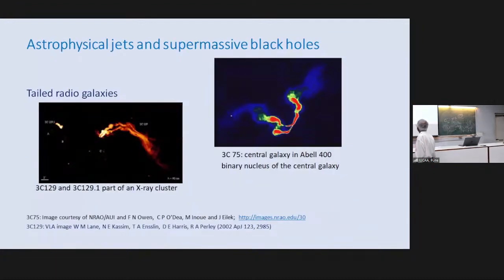This is an example where a particular galaxy has two nuclei. Probably one is being swallowed up by the other, but both of them seem to be active. So you can see all kinds of interesting structures.